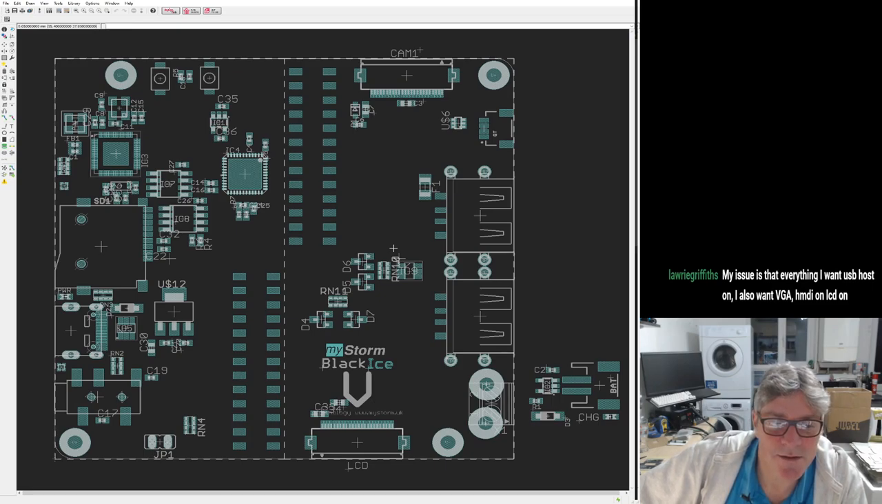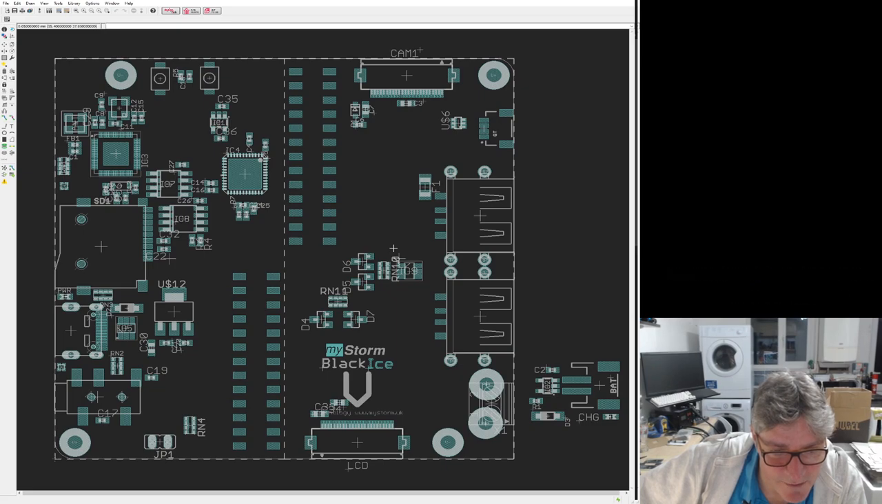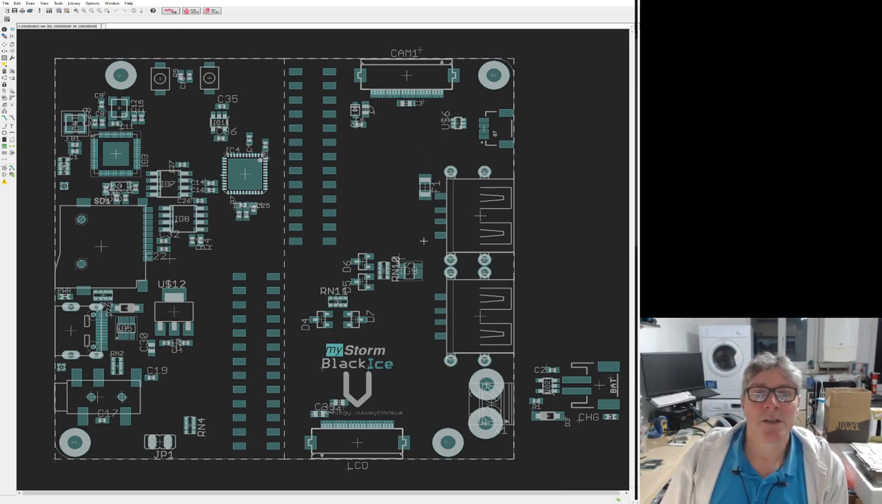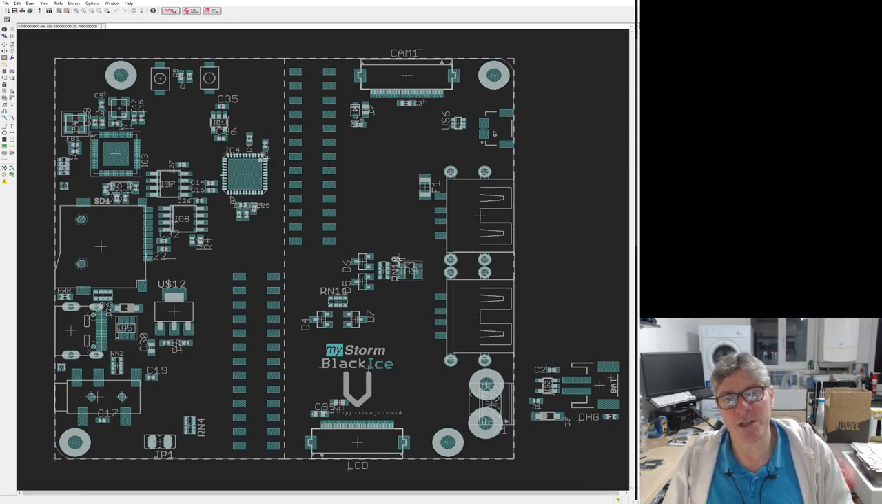So in this case, what Laurie's saying here is my issue is that everything I want USB host on, I also want VGA or HDMI or LCD on. So basically, say you were to use this tile and you put on there VGA and USB. Two USB ports that can also be game ports. You could even wire in game ports as well as the USB connectors and switch between them with the IOs we've got. Plus you could have VGA on there that was a kind of 3-3-2 resolution. That's one tile. Don't forget you've got the other tile.